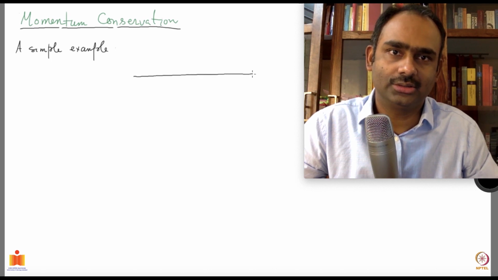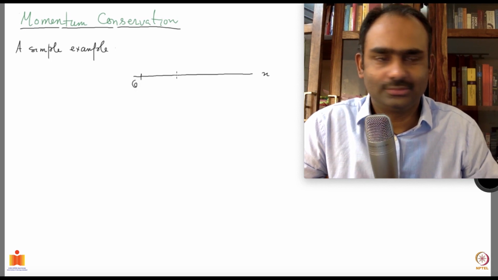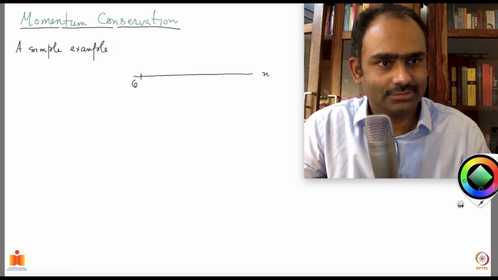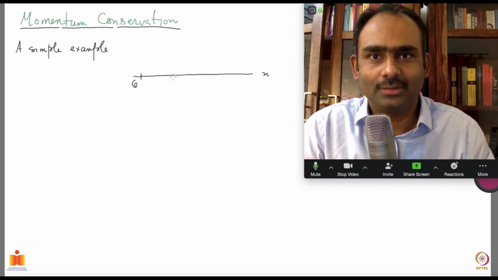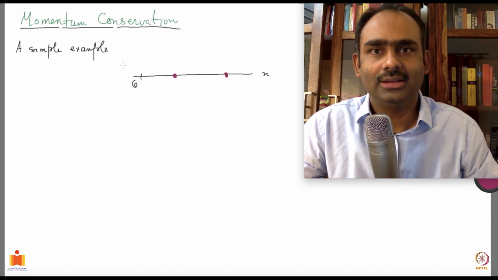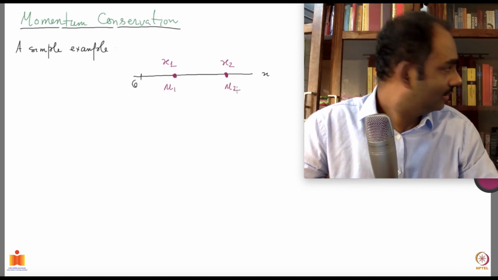So that's your x-axis, some origin O. Somehow it feels nicer if you have color. You have a particle here, and another particle here. Let's say the coordinates are x1 and x2, and their masses are m1 and m2.